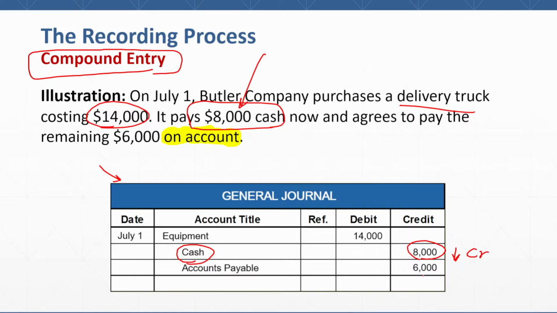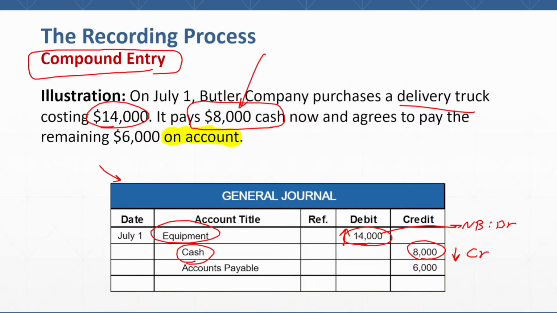The second account is equipment, or the truck. How much? The total cost, $14,000. Why is it debited? Because equipment is an asset account. We have added a new piece of equipment to our company. So assets went up. When an asset goes up, we use the normal balance side, which is debit. But 8,000 here, 14,000 here, we are not in balance. Our transaction is not in balance.